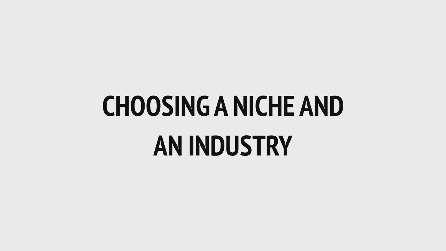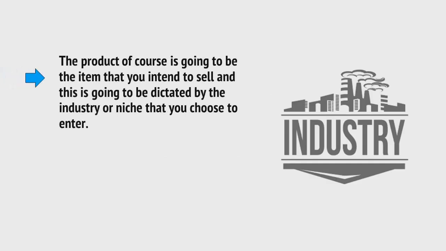Now you have the basic idea of how dropshipping works and how you need to get started. You can begin to think about how you're going to build your own business. This all begins with choosing your product and choosing your industry or niche. The product, of course, is going to be the item that you intend to sell, and this is going to be dictated by the industry or niche that you choose to enter.